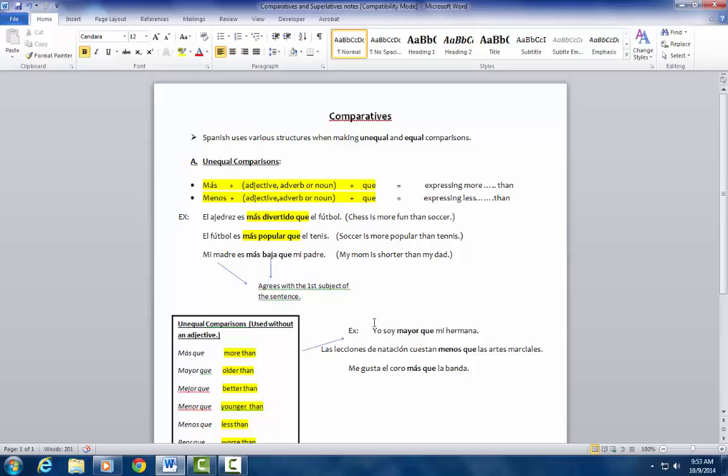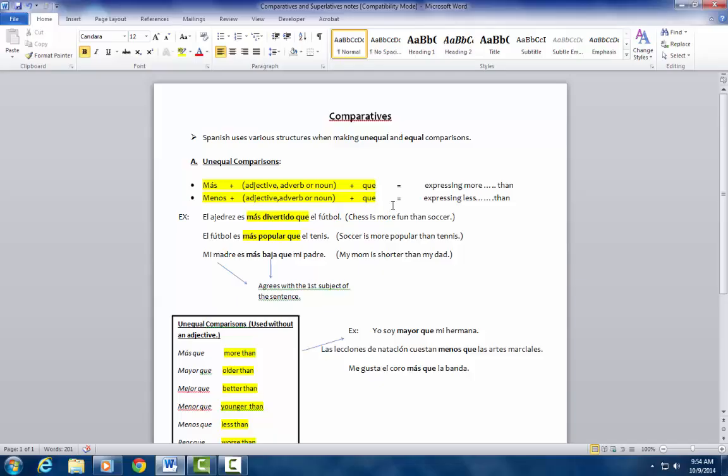Spanish uses various structures when making unequal and equal comparisons. So we're going to start with letter A. We're going to look at unequal comparisons. So we're going to use this formula, más plus an adjective, adverb, or noun plus que. And that's going to be to express more than. Menos plus adjective, adverb, or noun plus que. That's going to be to express less than.